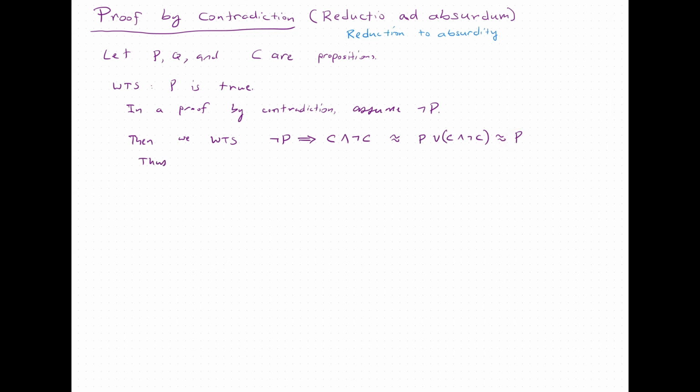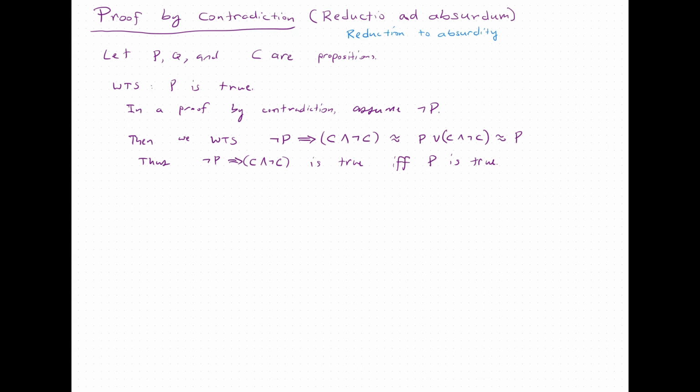So thus, not P implies C and not C is true if and only if P is true. And that's the basis for a proof by contradiction, is that we want to deduce some contradiction. And that, in essence, will have to imply that what we wanted to show is actually true. And so that's one method for proof by contradiction.